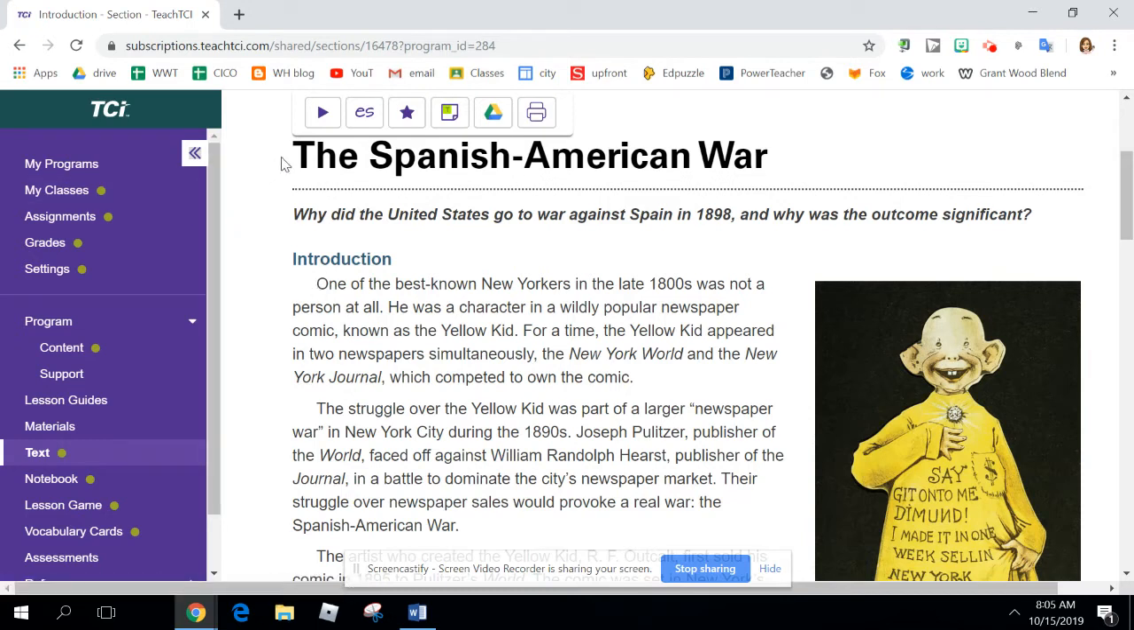So our introduction says the Spanish-American War. Remember yesterday I told you guys that this does fit with our foreign policy theme, and we'll figure out how as we go through the section. Remember, foreign policy means how the United States is going to deal with other countries and how we're going to communicate with them. So let's look at our essential question. Why did the United States go to war against Spain in 1898, and why was the outcome significant?